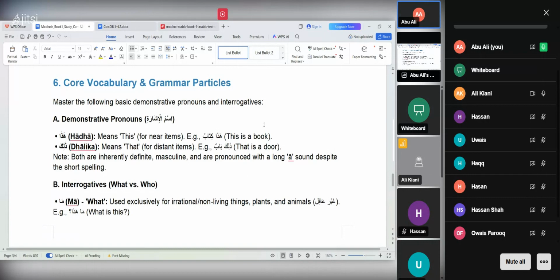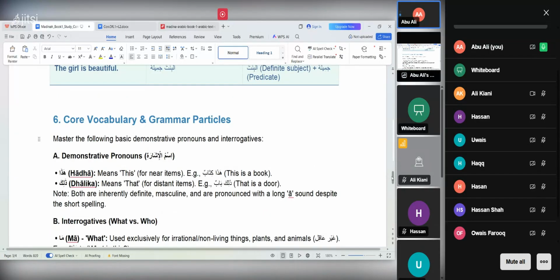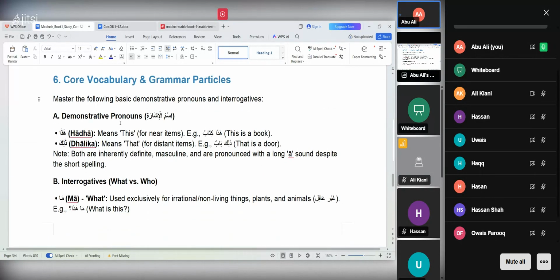Okay. So, for vocabulary and grammar particles, demonstrative pronouns. If we go back, we said that there are nouns, pronouns, adjectives, adverbs, interjections. Part of the noun, pronouns, which is part of the nouns, is demonstrative pronouns. In English, we also have demonstrative pronouns like this, that, these, those.